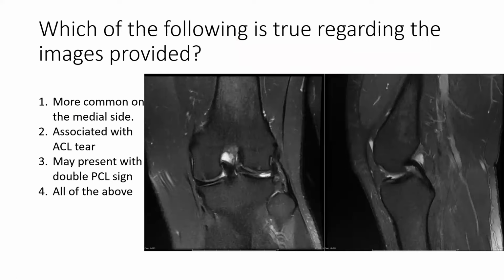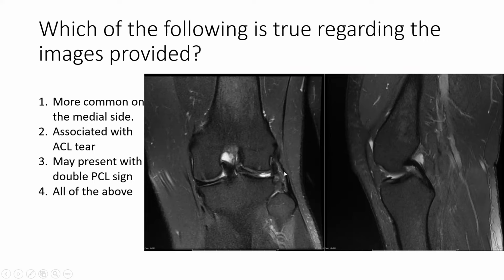The next question. Which of the following is true regarding the images provided? More common on the medial side, associated with ACL tear, may present with double PCL sign, all of the above. So we've been provided with coronal as well as sagittal PD fat-sat images of the knee. There's a well demonstrated bucket handle tear of the lateral meniscus with a double ACL sign, as we can see.